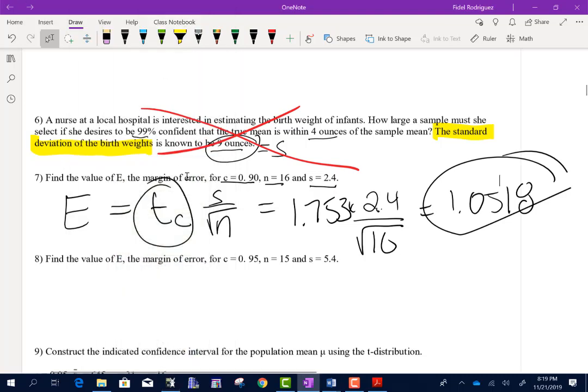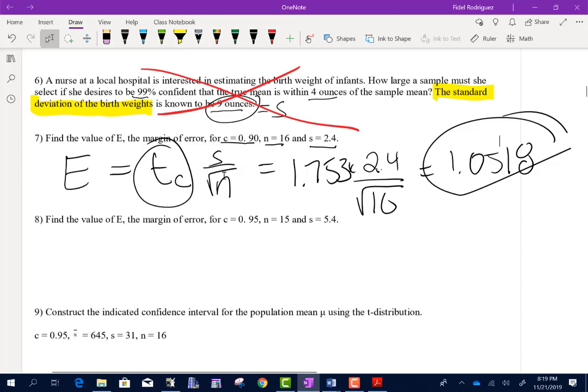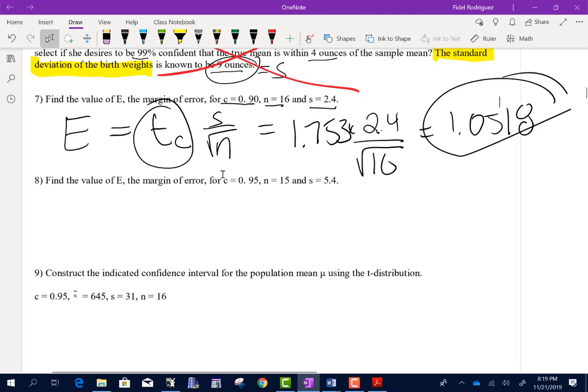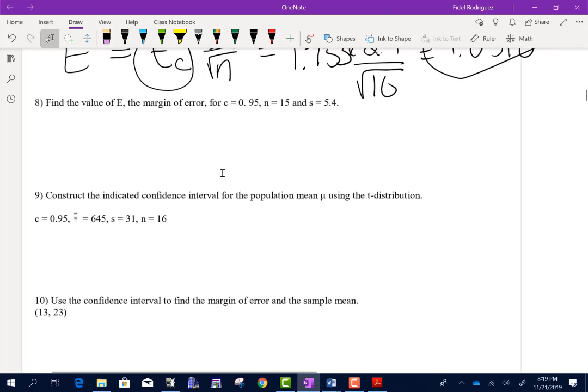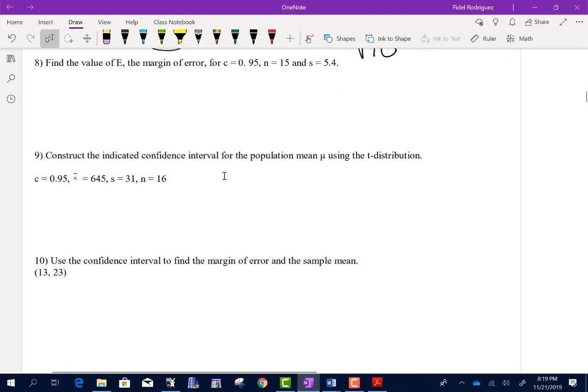All righty. Good deal. All right, any other questions on that same page? I think it goes to number 10. Any other questions on the same page? They're all very similar, right? Okay.